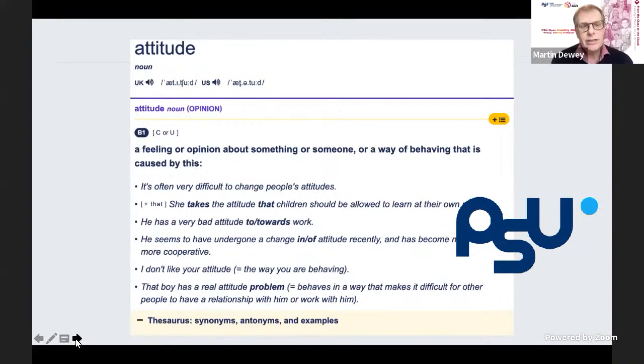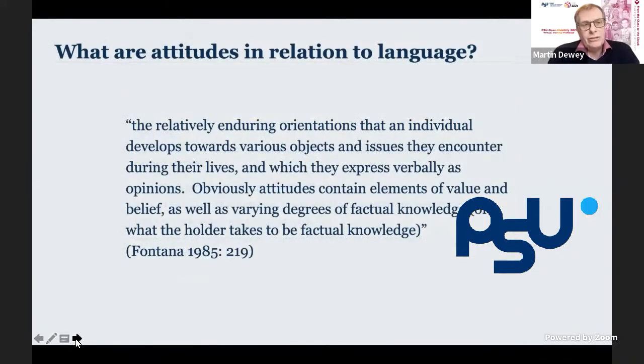Okay. An important point here is that it's often very difficult to change people's attitudes, which is particularly relevant from a language attitudes perspective. So when we're thinking about opinions, perhaps we hold on to those opinions quite strongly. This is particularly the case in relation to language or languages.